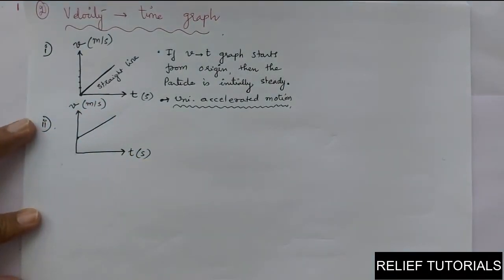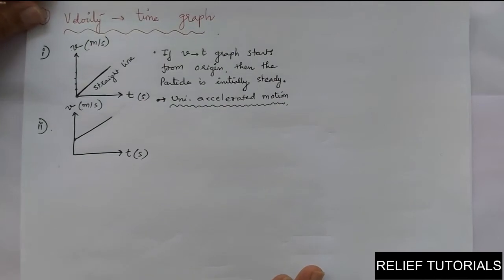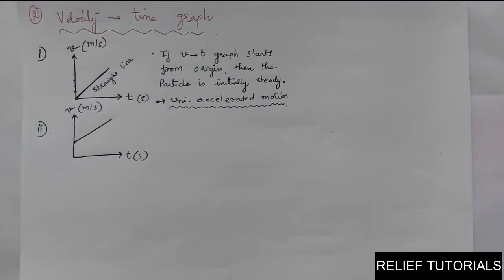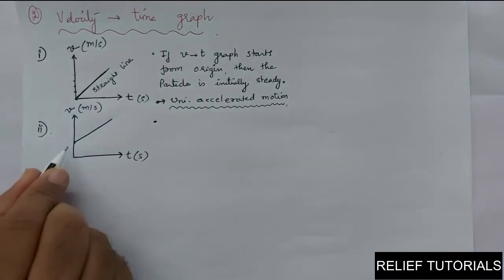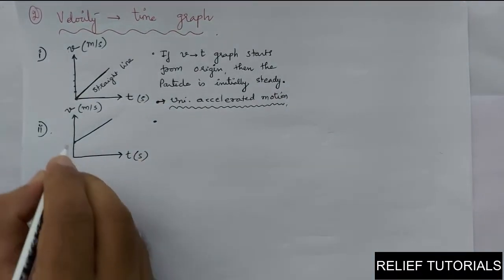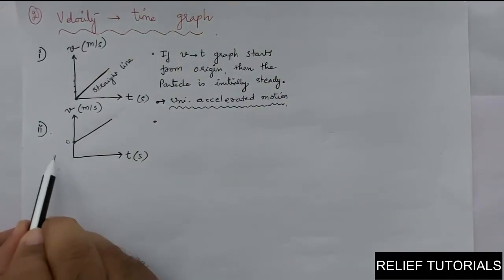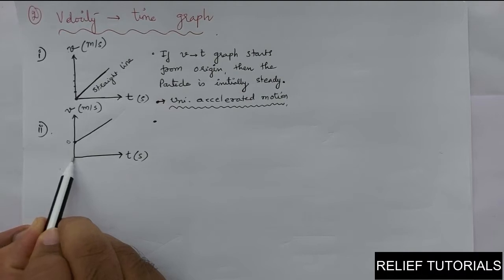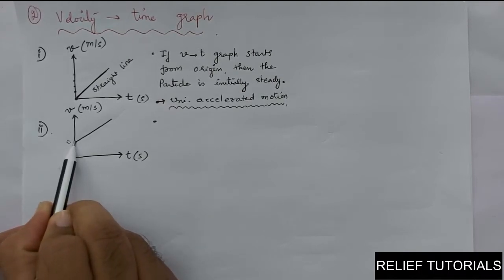Make it clear in your mind that in the previous graph it was showing the position. Here the position is not described, so we cannot say anything about the position from the velocity versus time graph. Here we can describe velocity. So the graph is not starting from the origin. Suppose the value here is 5, for example. It means that when you took the first observation, the particle was already having some speed, some motion.